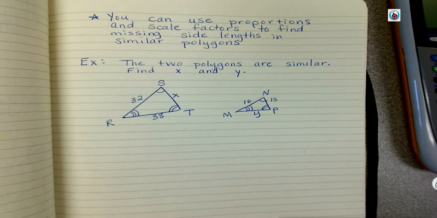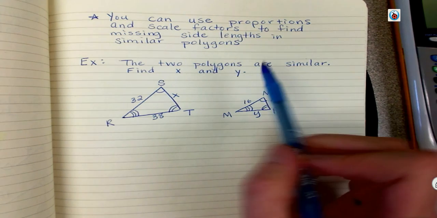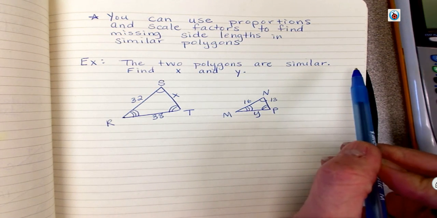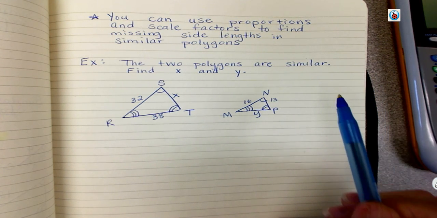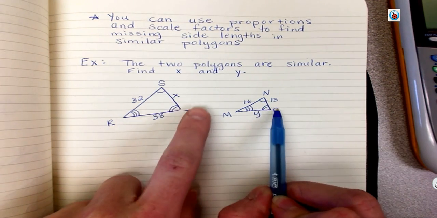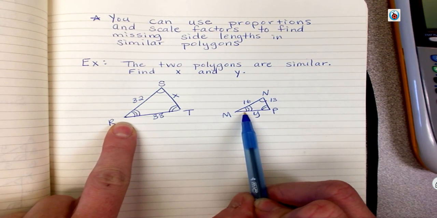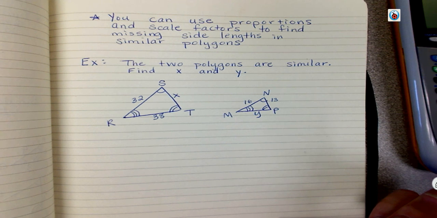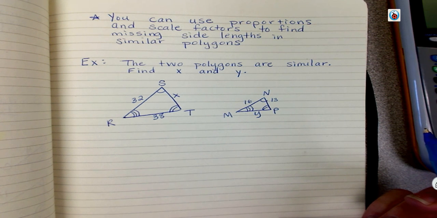So here I've given you 2 polygons that again happen to be triangles, and I want you to find X and Y. The important information here is that I'm already telling you they are similar. So because I am telling you that they are for sure similar, I know that these corresponding angles are congruent, and they're already marked that way. I also know that their corresponding sides are going to be proportional.